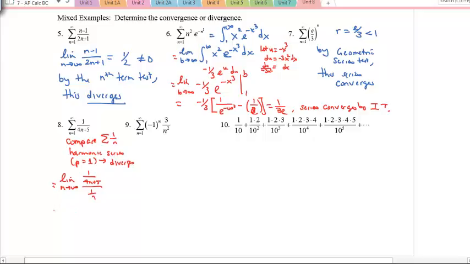Which is really the same thing as multiplying. So n over 4n plus 5. Using end behavior, this just becomes 1/4. And so what do we know? This is finite. This is positive. So therefore, the original series must also diverge by the limit comparison test. The original series also diverges.